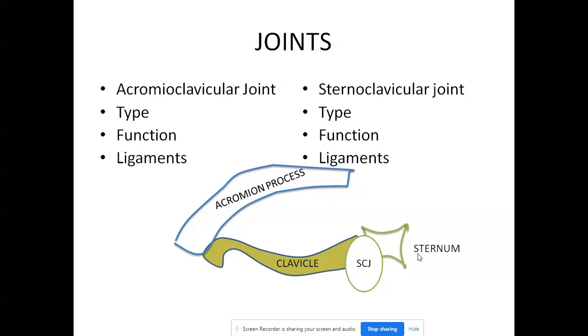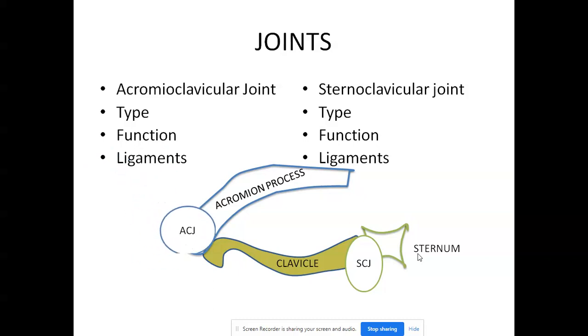Let's look into what the ligaments of the sternoclavicular joint are. First one, interclavicular ligament. There's exactly the same sternoclavicular joint on the opposite side, so definitely there must be some connection from one side of the clavicle to the other side of the clavicle. The ligament which connects both clavicles is known as the interclavicular ligament. Second one, sternoclavicular ligament. Third one is costoclavicular ligament.